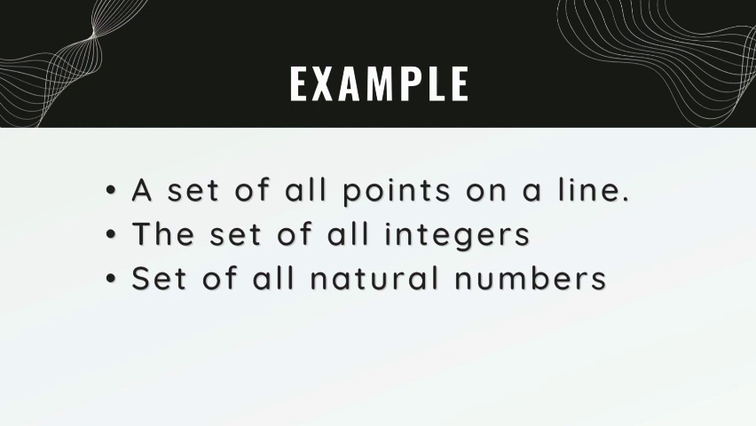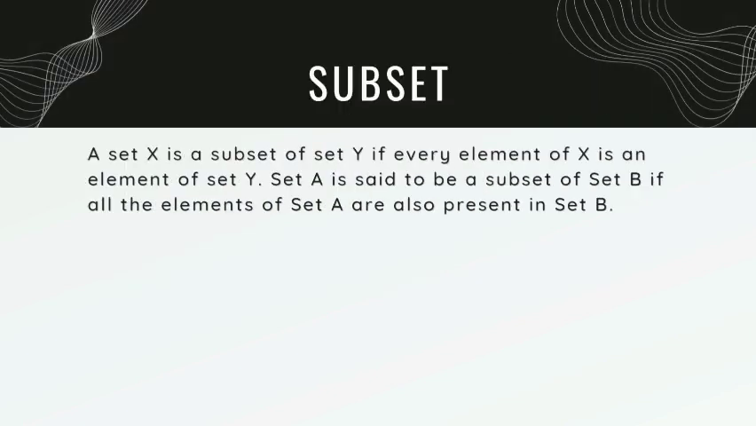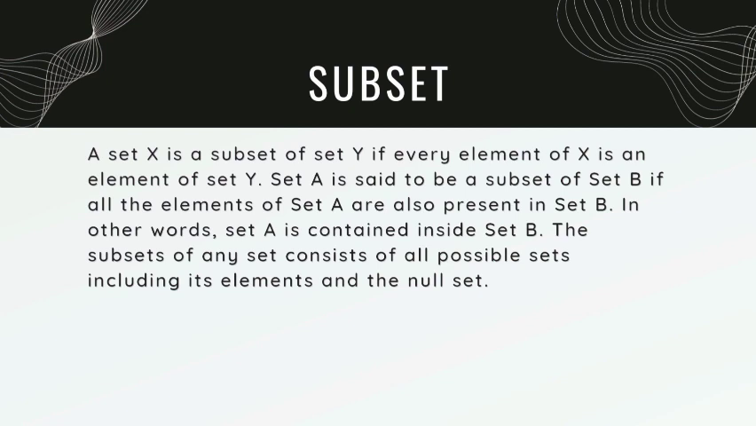Now let's move on to subset. A set X is a subset of set Y if every element of set X is an element of set Y. Set E is said to be a subset of set B if all the elements of set E are also present in set B. In other words, set E is contained inside B. The subsets of any set consist of all possible sets, including the elements and the null set.